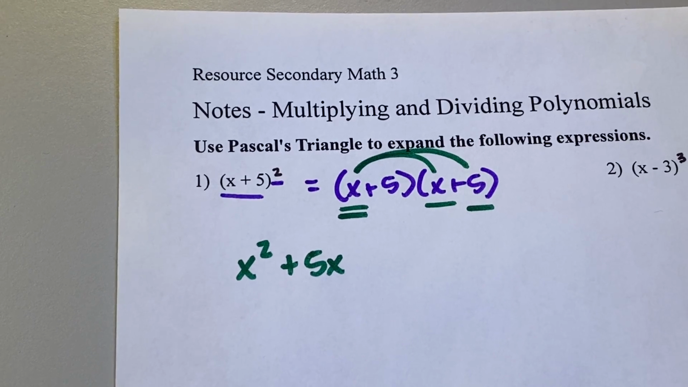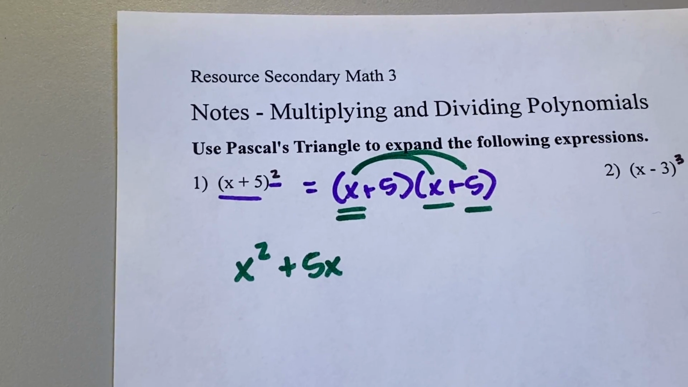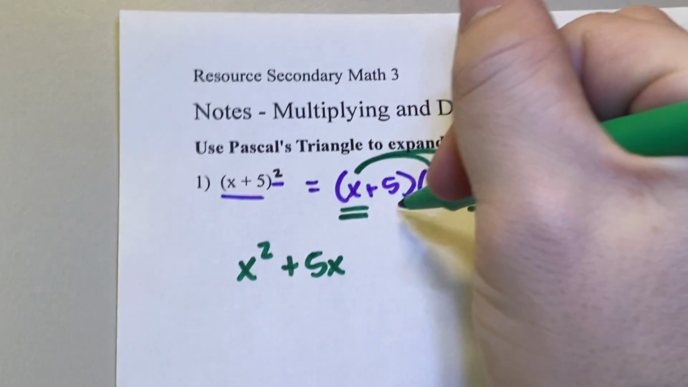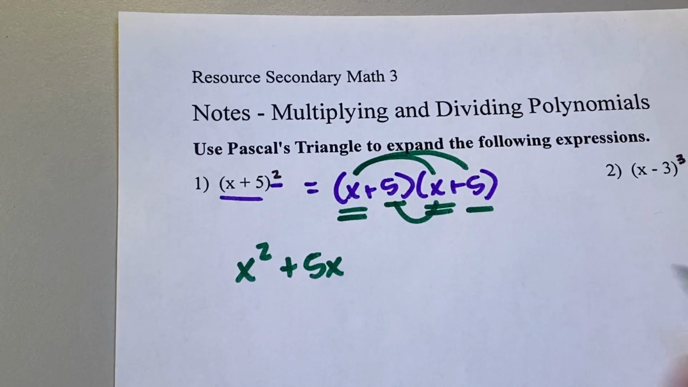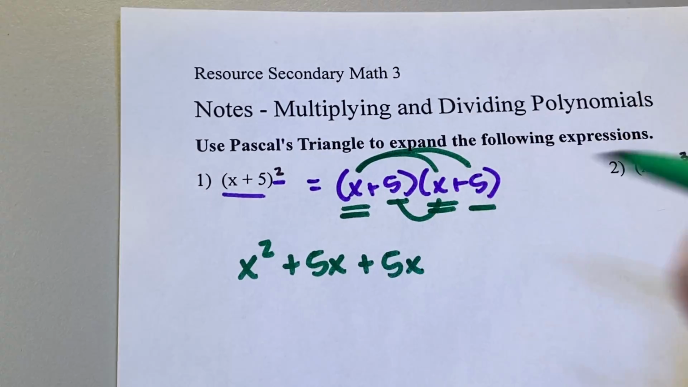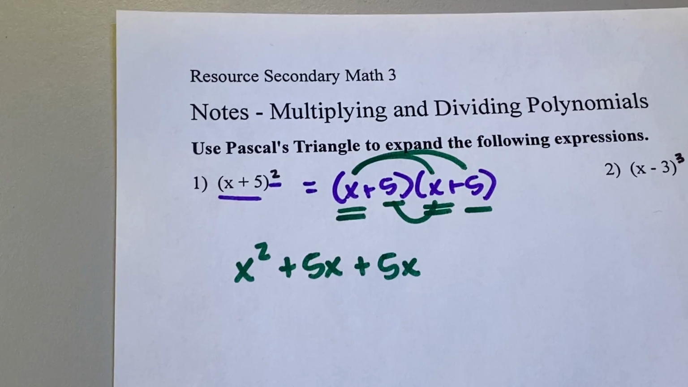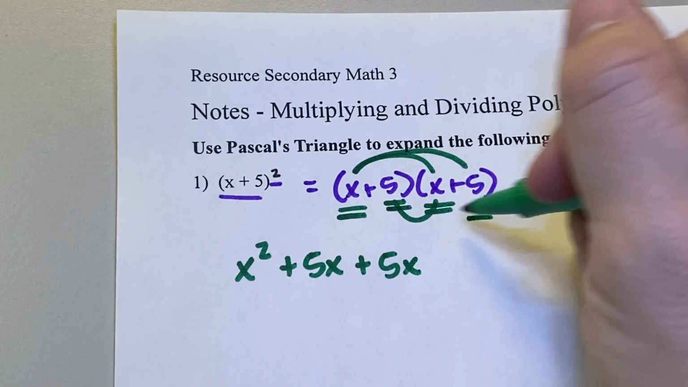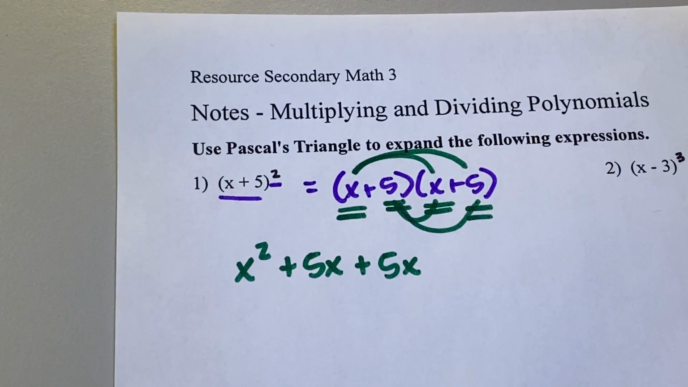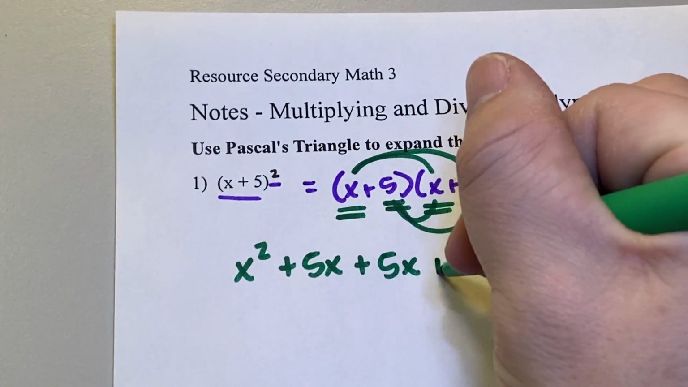What about my inside terms? If those guys were the outside, where are my insides? 5 and x. Beautiful. Again, what's 5 times x? 5x. Plus another 5x. And where are my last terms? Which two terms are my last terms that I need to multiply together? 5 and 5. Beautiful. What is 5 times 5? 25.